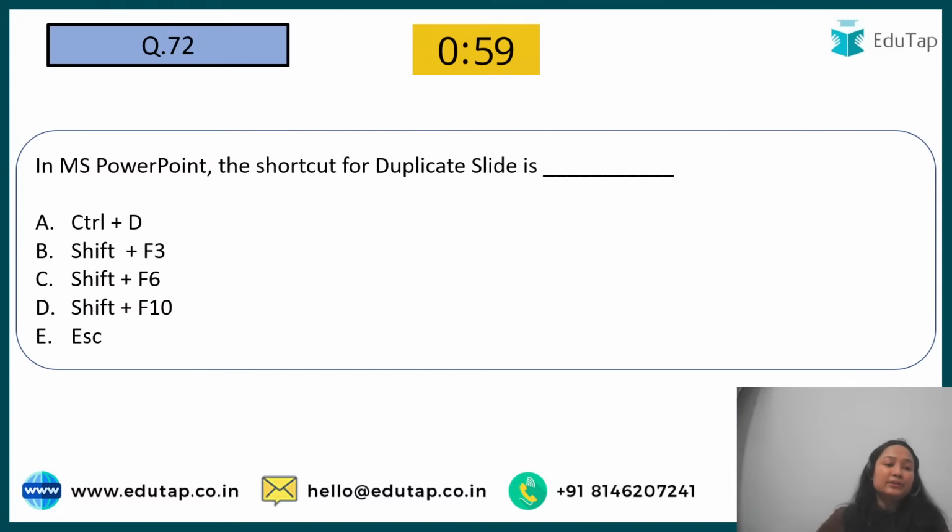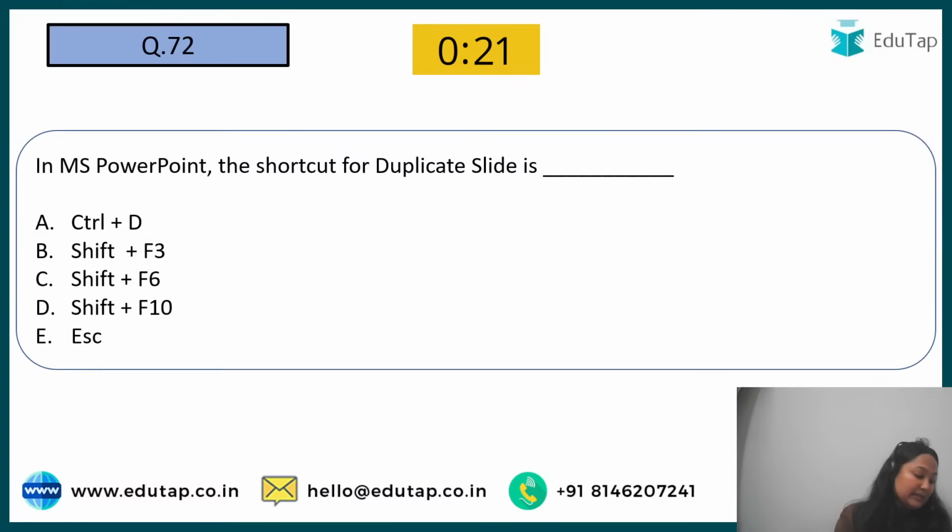Okay, now MS PowerPoint, the shortcut for duplicate slide is, in MS PowerPoint the shortcut for duplicate is Control D, Shift F3, Shift F6, Shift F10, escape. Again, escape cannot be the correct answer because I have already told you what we use escape for. The key is to abort any process or ongoing command. So if some execution is going on and we want to cut it, we will press escape. Okay, option number A, that is absolutely correct, very good.